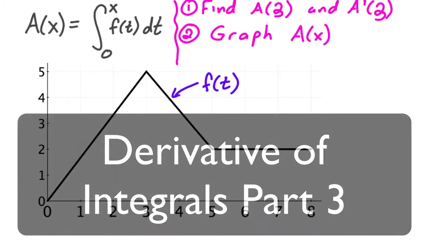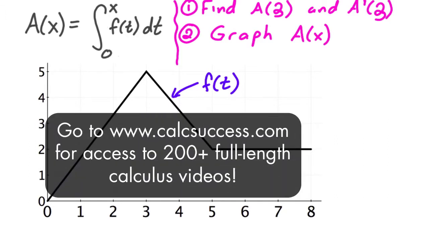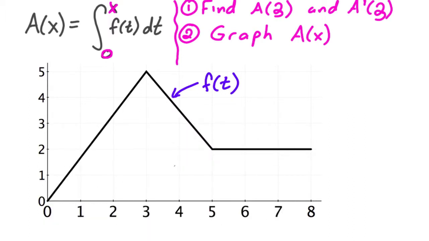Okay, so let's suppose we have a function here, f of t, and A of x is equal to the integral from 0 to x of f of t dt. So this is the area collecting function, notice, starting at 0 and then going up to whatever x is. And so let's find the first part, find A of 3. This one's easy because all you have to do is plug in 3 into x. And so that means that we're looking for the integral from 0 to 3 of f of t dt.